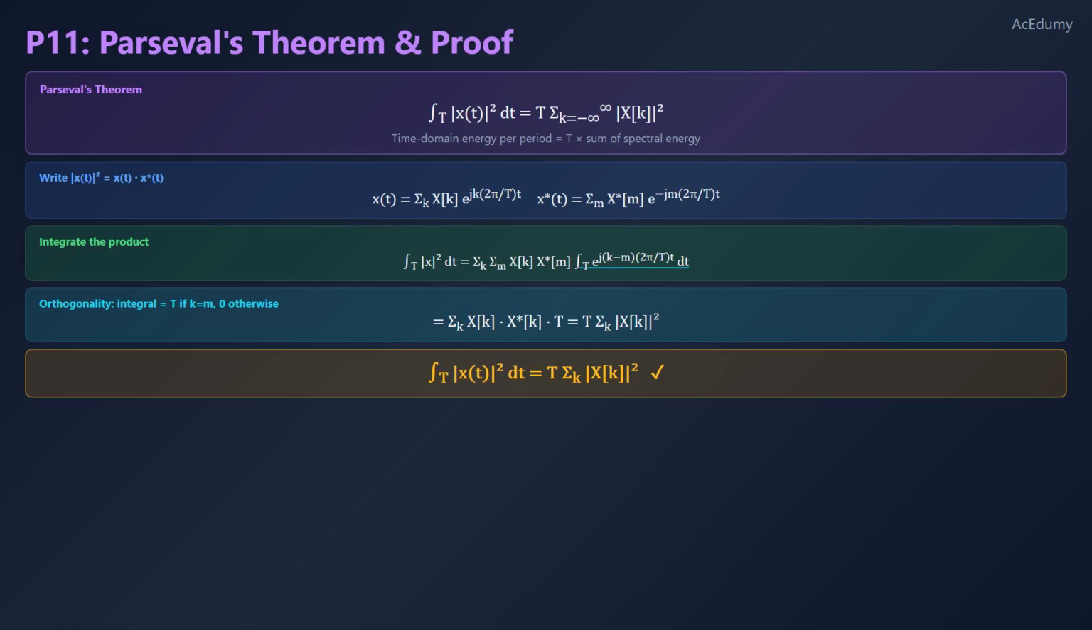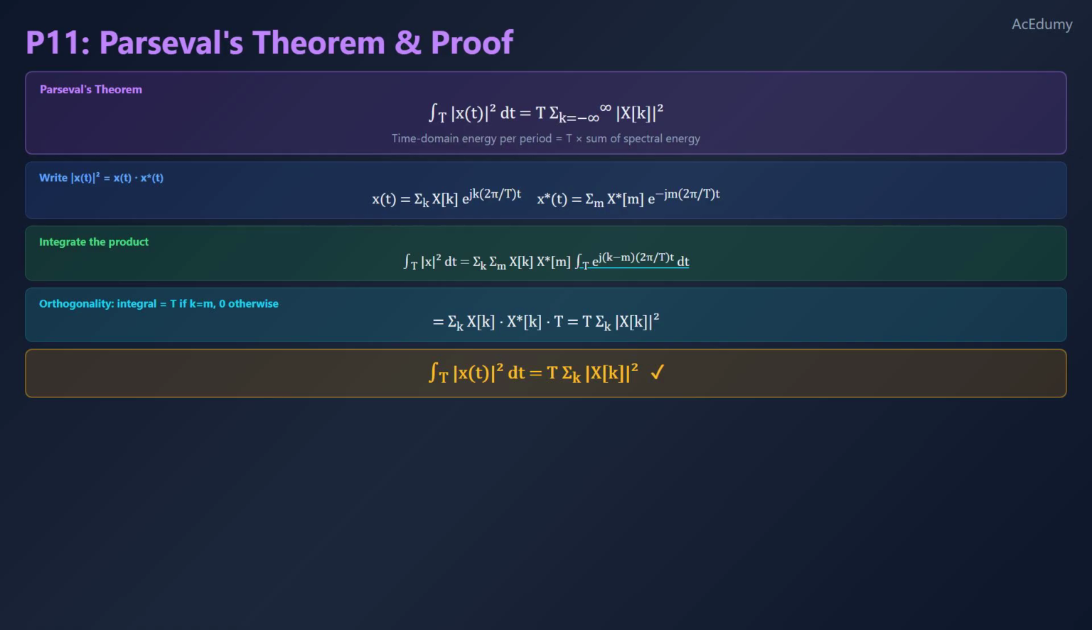Property 11 is Parseval's theorem. It states that the integral of the squared magnitude of x of t over one period equals T times the sum of the squared magnitudes of all coefficients. That is, the integral over T of the absolute value of x of t squared dt equals T times the sum from k equals negative infinity to infinity of the absolute value of x of k squared. This relates total signal energy per period to the energy distribution across harmonics.